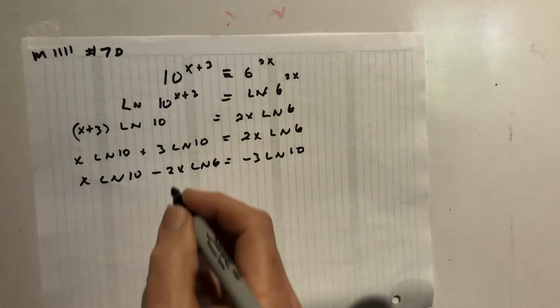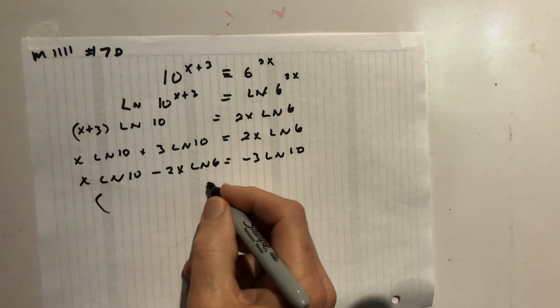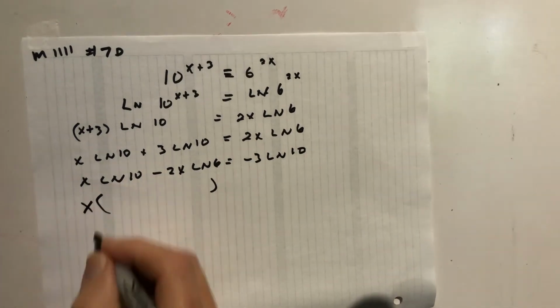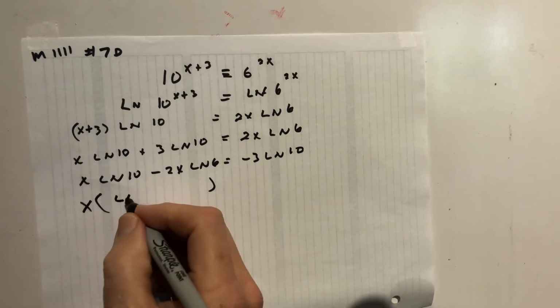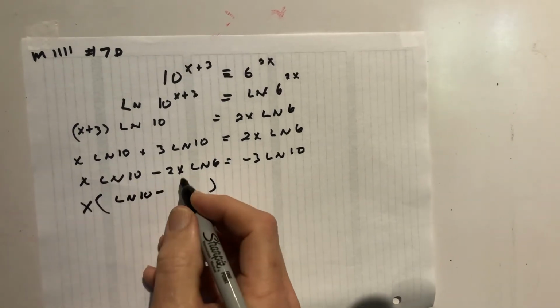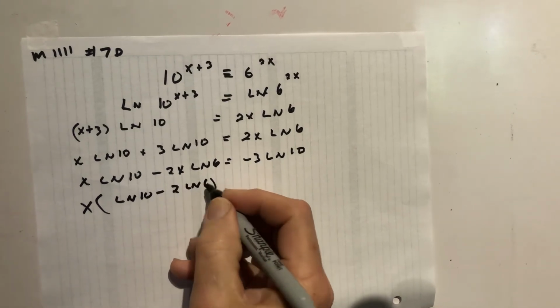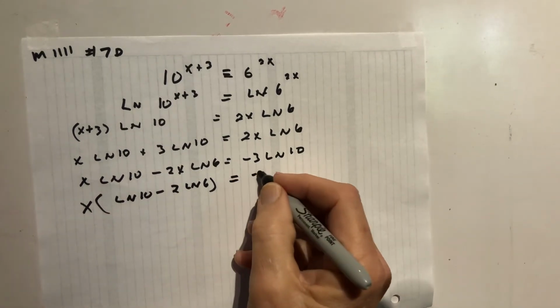Now both x's are over here. They both have an x, so we can factor the x out. Take out the x, we're left with log 10 minus 2 log 6, and the x came out to the front. There's no x over here, so just leave it alone.